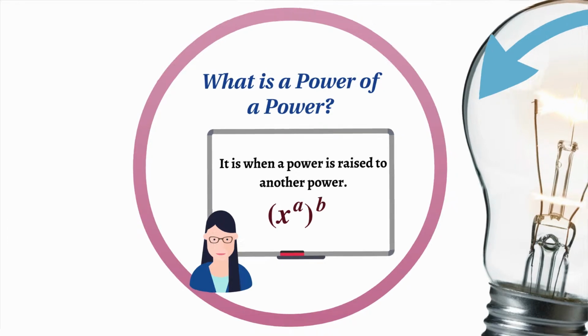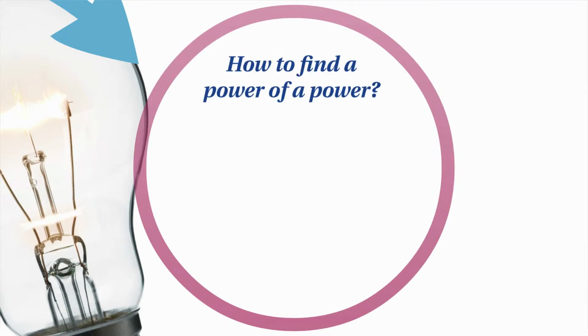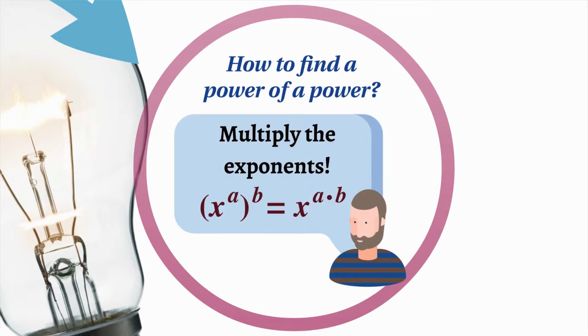We can simplify a power of a number by multiplying the base by itself several times, and an exponent tells us how many times we should multiply it by itself. But how can we find a power of a power? It's actually very simple. We can find the power of a power by multiplying the exponents. If we're going to express it as an equation, it is x raised to a, raised to b, is equal to x raised to the product of a and b.